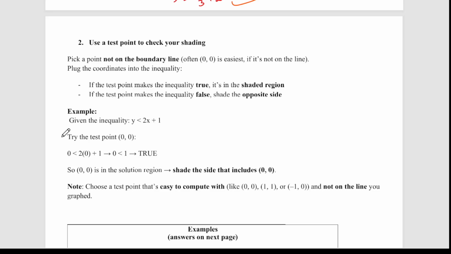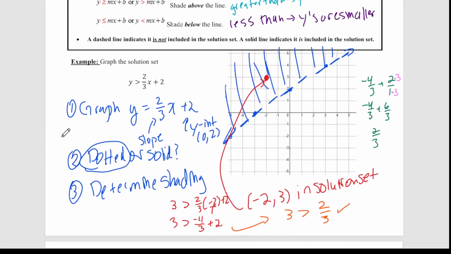Easy is a relative term, but for example, in the previous problem, had I checked 0, 0, then that would have been 0 is greater than 0 plus 2, and that is false. So that would have told us not to shade below the line, because that would have been 0, 0 here, which does not work. So we don't want to shade the region that includes it. That's another way to go about this just from the get-go, is just test a point. If it doesn't work, great, shade the opposite direction. If it does work, great, shade in that direction.